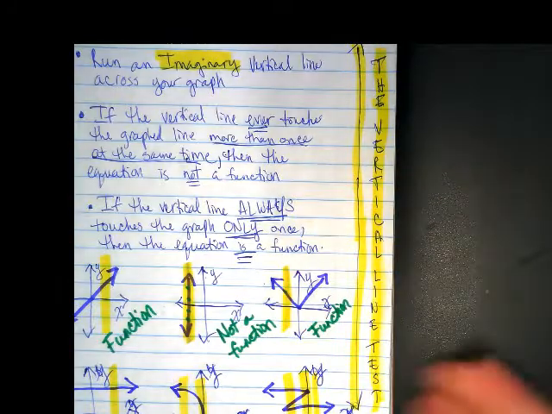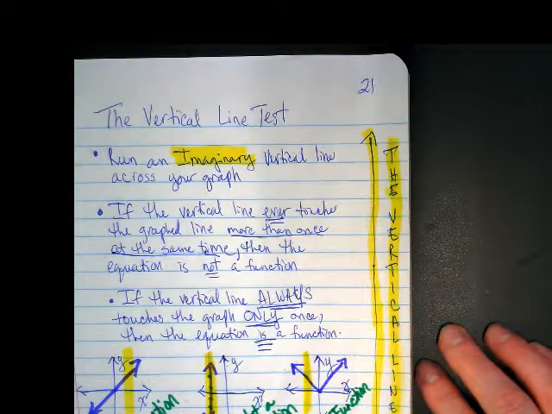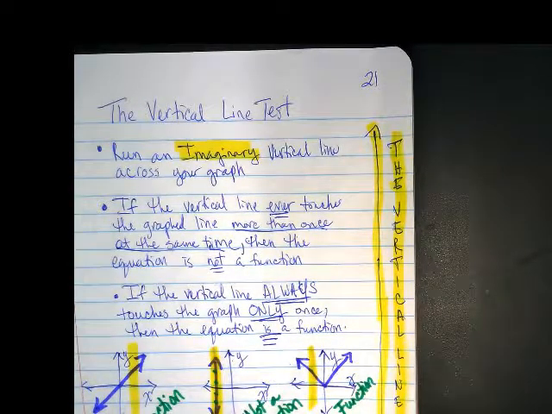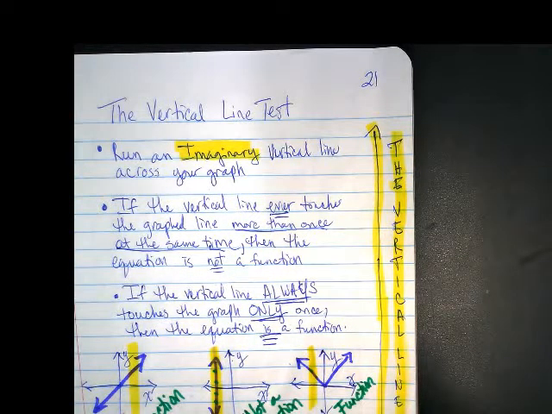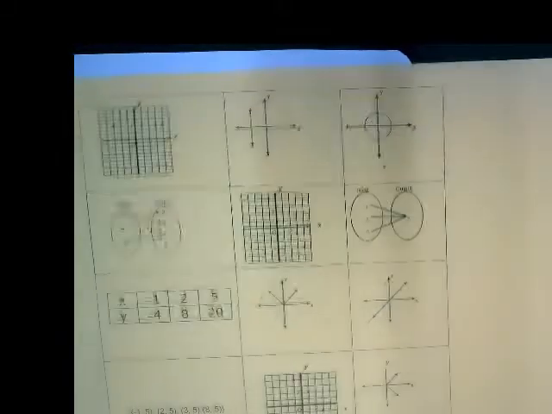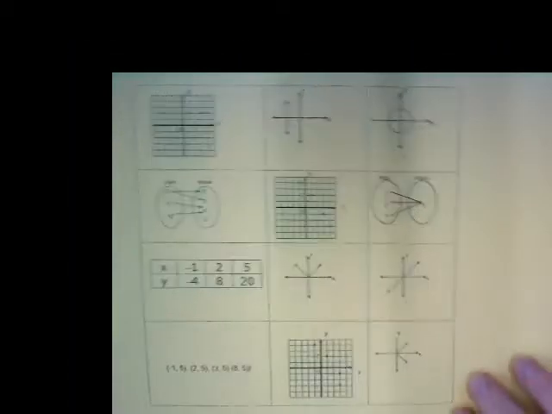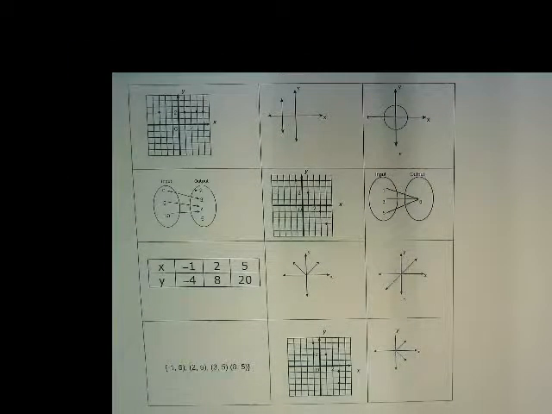I would like it on the right because as you're turning pages, you're going to see that as you're flipping through your book. On the left side, we're going to glue, but not today. Today, you guys are going to just take this paper. There are 12 different things. We have talked about the vertical line test.